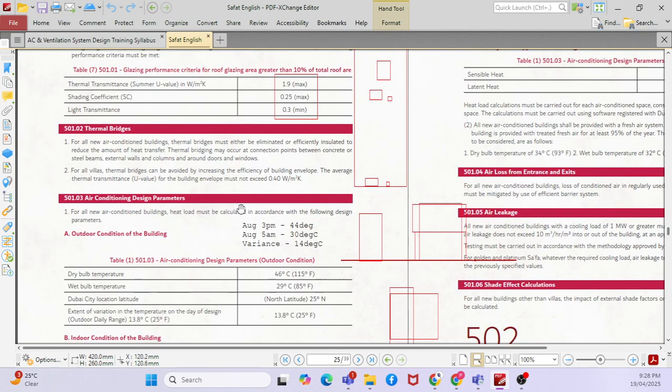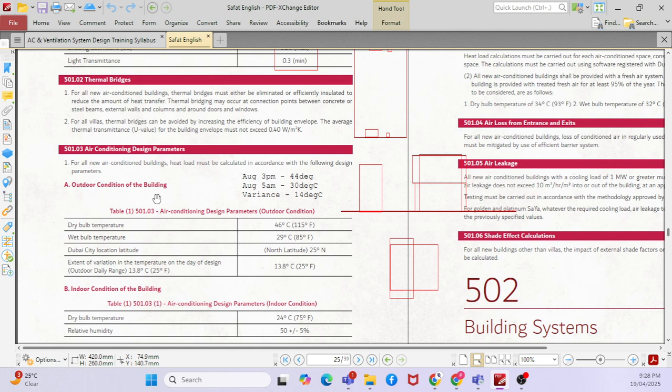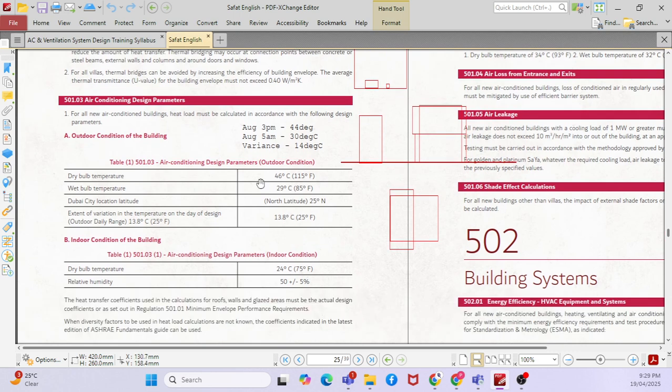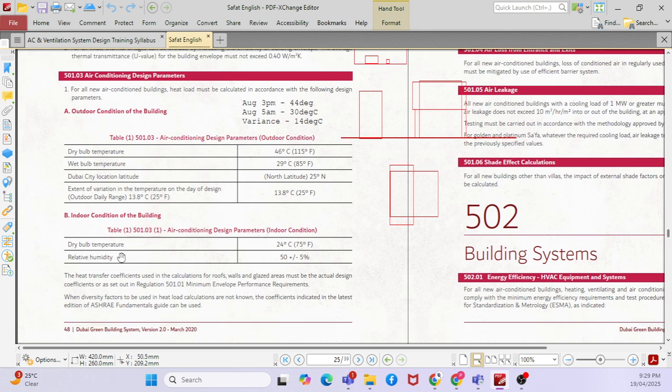When you see the design parameters, you have the outdoor condition of the building. What is the outside temperature? For example, the dry bulb temperature is 46 degrees Celsius, the wet bulb temperature is 29 degrees Celsius, and the Dubai city location latitude is 25 degrees north. You have a daily range of 13.8 degrees Celsius. And what is the indoor condition? The dry bulb temperature you have to maintain is 24 degrees Celsius, and the relative humidity will be 50 percent.